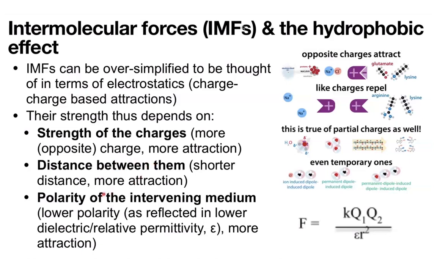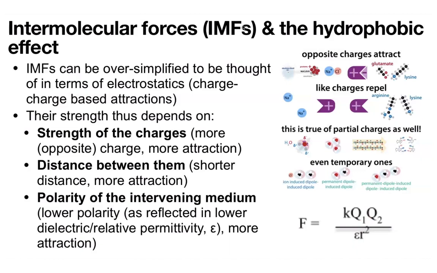Now, the third thing is the polarity of the intervening medium. So this is going to be our dielectric constant, also known as relative permittivity. What's really important is that this is of the intervening medium. So this is like your solvent. This is not going to be the polarity of the charged molecules. Instead, it's the polarity of the solvent.